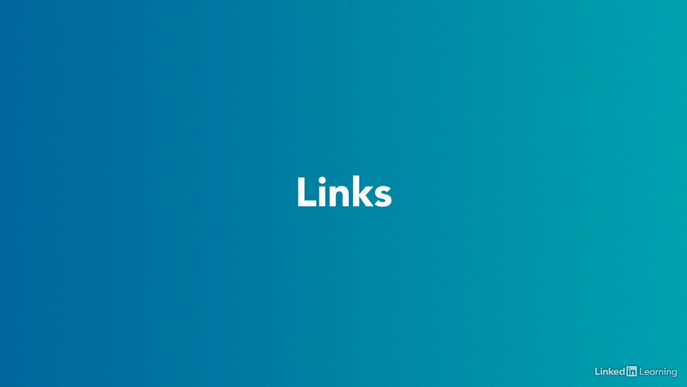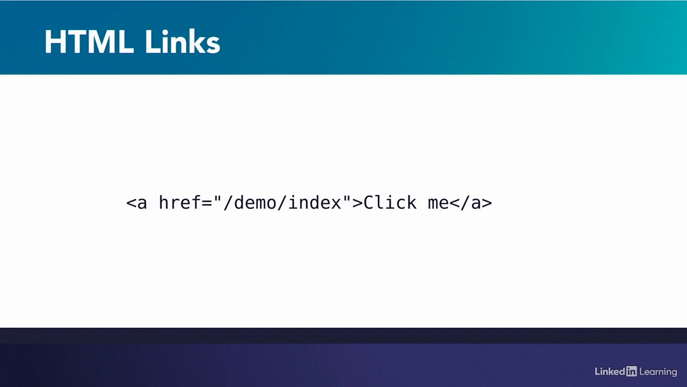We've seen how a single web page works, and to see those pages, we've been typing the URLs into the browser. In this movie, we'll learn to create links between pages. This is a basic HTML link. The text is click me, and the link target is /demo/index. This is a perfectly valid link to use in Ruby on Rails. The important part is that link target. It just has to be a text string that matches one of our routes.